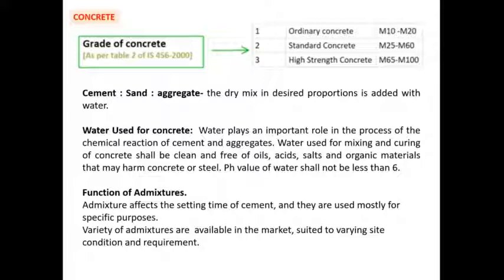So if this organic material is there, if any salts are there, it causes harm to the steel or it causes harm to the concrete itself, or it disturbs the process of curing and setting of concrete.